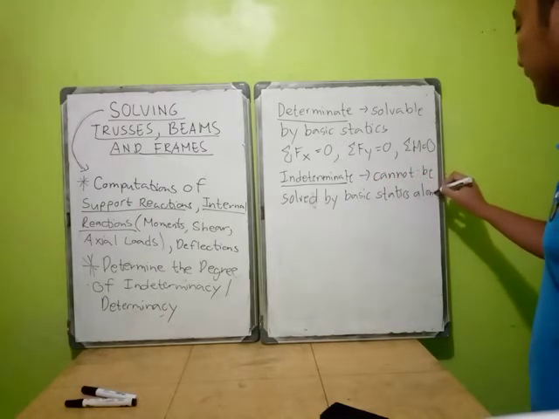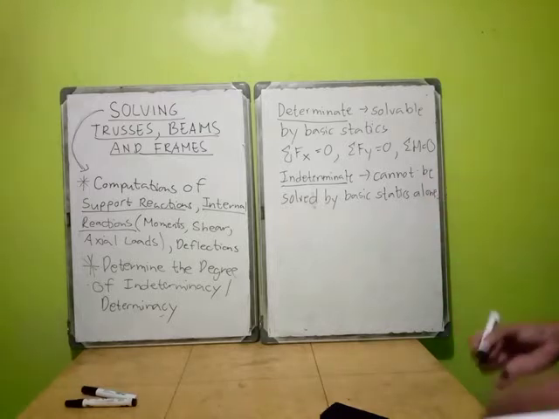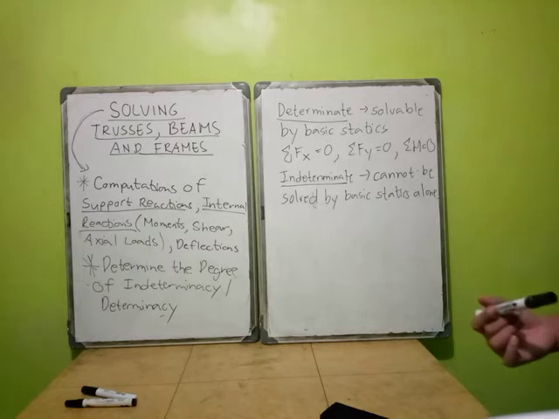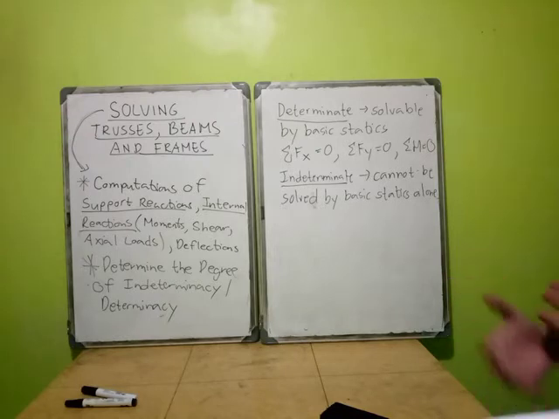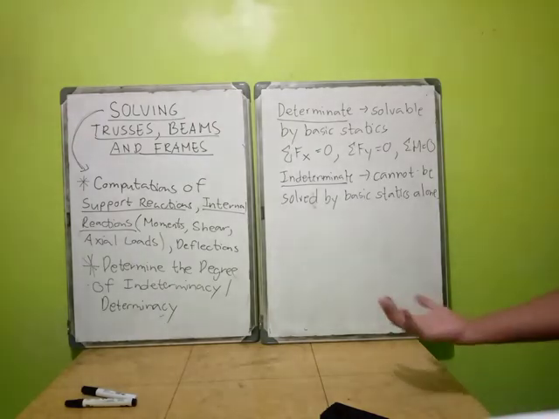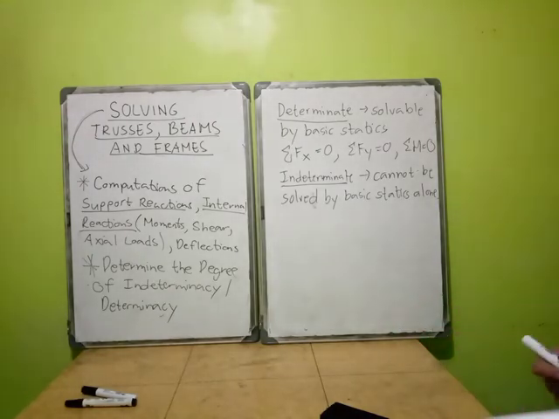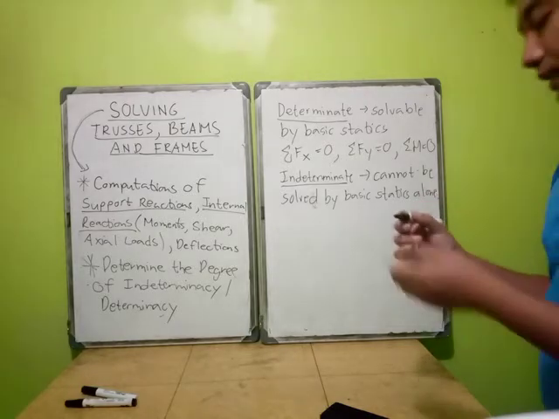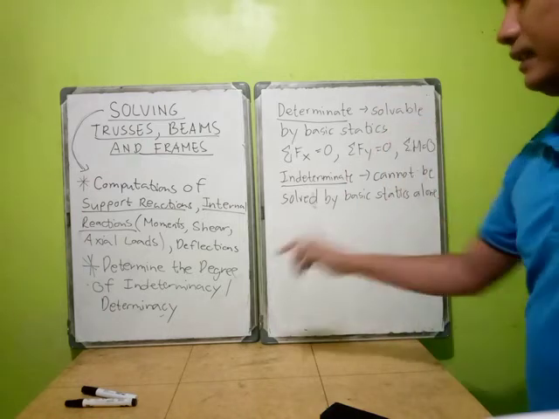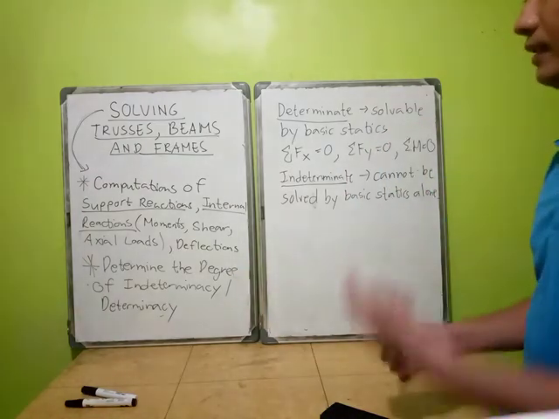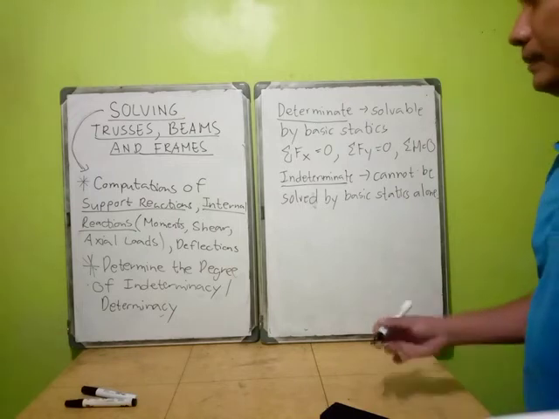alone. Okay, so this is just my simplified definition. Okay, so masabi natin na ang structure, whether truss, beams, or frames is determinate kapag solvable siya by basic statics. Indeterminate kapag otherwise. Hindi siya solvable by basic statics alone. Kaya nga napag-usapan natin kung paano i-determine yung degree of indeterminacy or determinacy ng truss, beams, at saka frame.